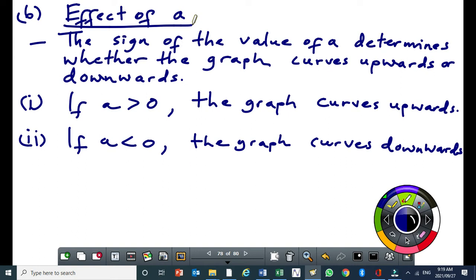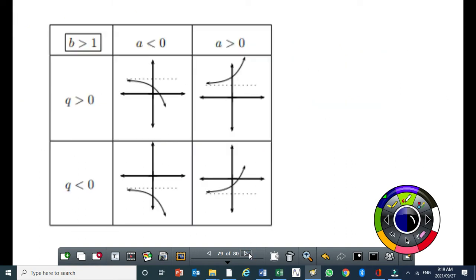Can I move on? All right, the next thing now, we'll talk about the effect of B, but I'm going to combine the effect of B together with A and Q. So I want you to write this heading, number 7, effect of B.